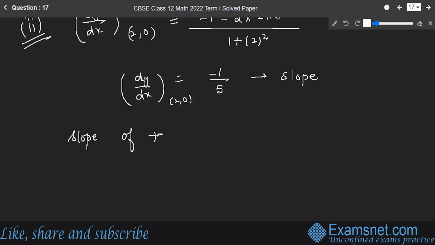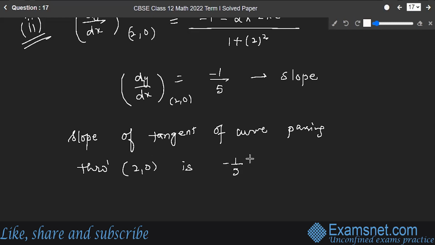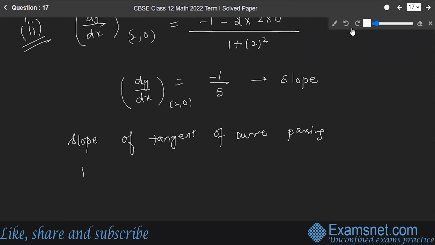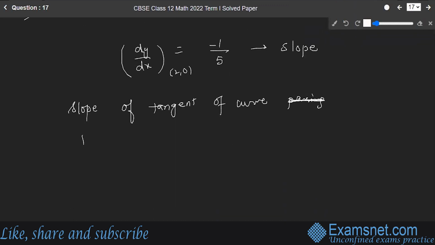Slope of the tangent of the curve passing through 2, 0 is minus 1 by 5. So slope of the tangent of the curve is equal to minus 1 by 5.